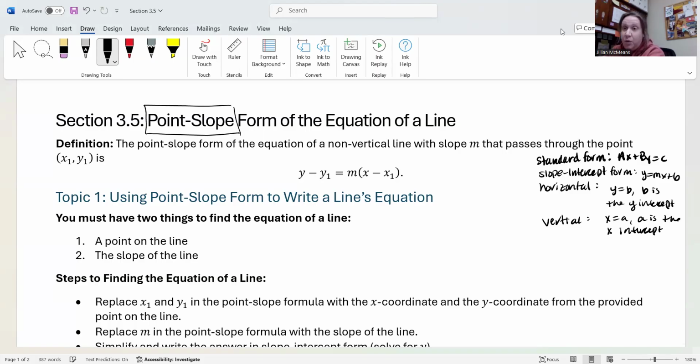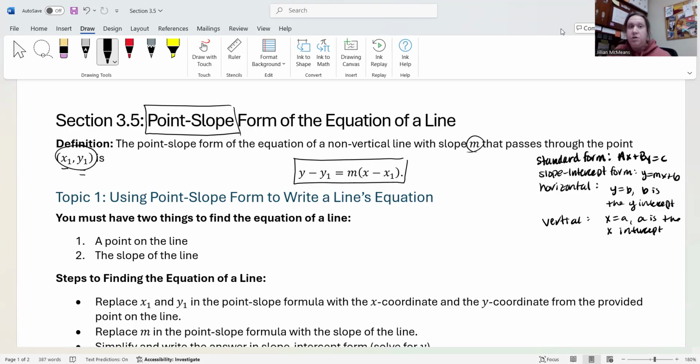So now we're going to introduce a new form of a line called point-slope form, and it kind of says what it is. You have a point and you have a slope, and that's enough to get the equation of the line. The point-slope form of the equation of a non-vertical line with slope m that passes through the point x1, y1, so you have to have one point, one slope, is going to be this right here. You have y minus y1, which is the y coordinate of your point, equals m times x minus x1, where x is the variable and x1 is the coordinate from your point. So x1, y1 are coordinates from an ordered pair. x and y are just variables.